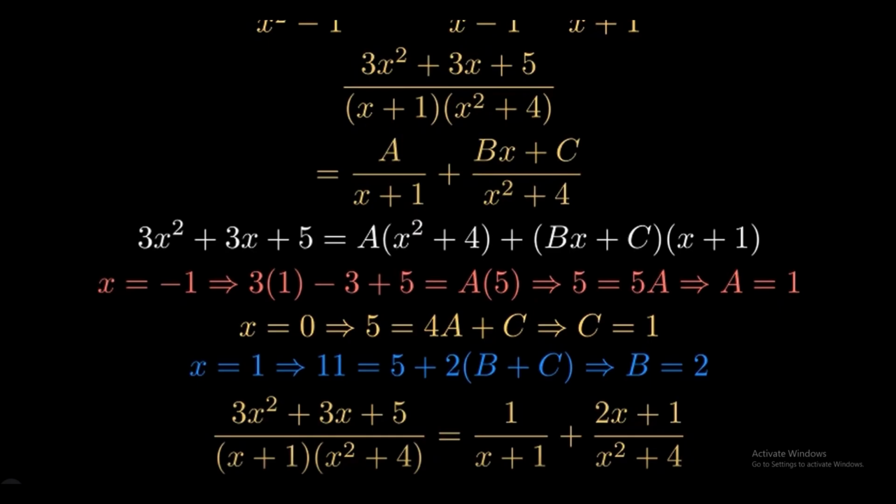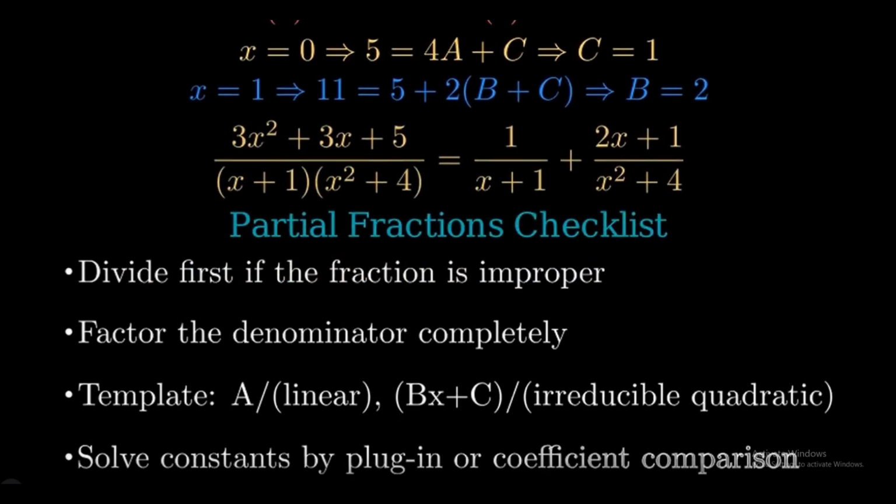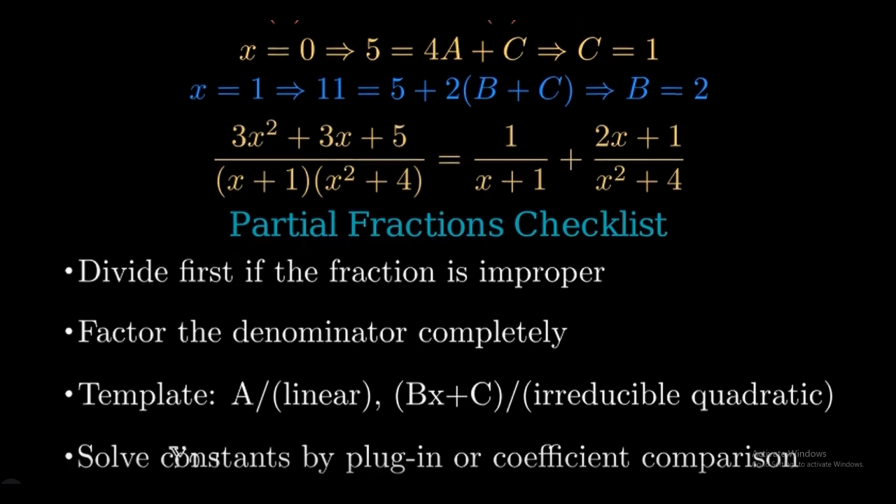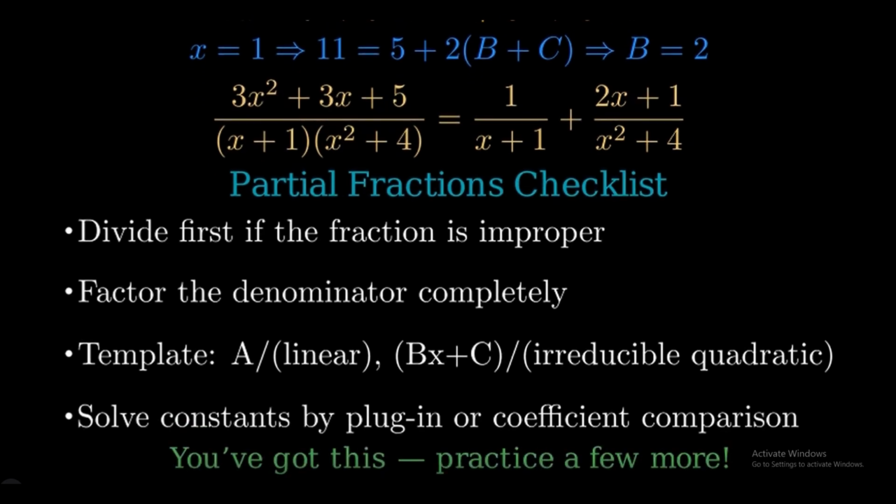To summarize, always follow the checklist. Number 1, divide first if needed. Number 2, factor the denominator completely. Number 3, write the correct template with the right types of numerators. Number 4, solve for constants by plugging or by comparing coefficients. With practice, partial fractions become fast and predictable. Great work! You can now make a rational function into partial fractions. Try mixing linear factors, repeated factors, and irreducible quadratics to master the technique.